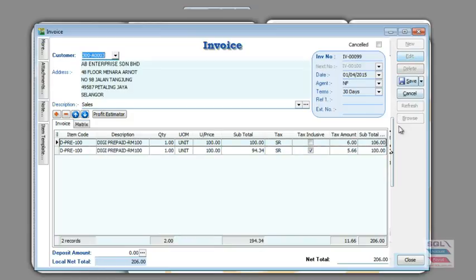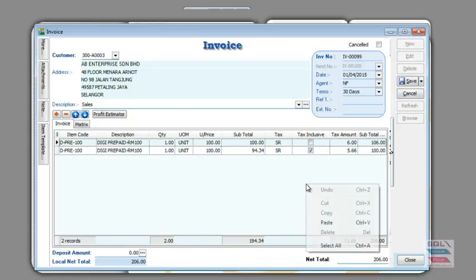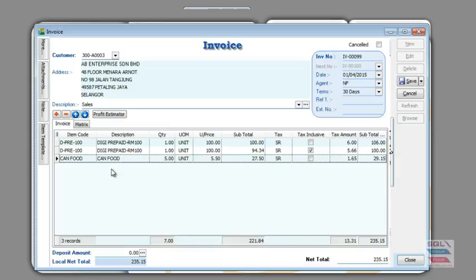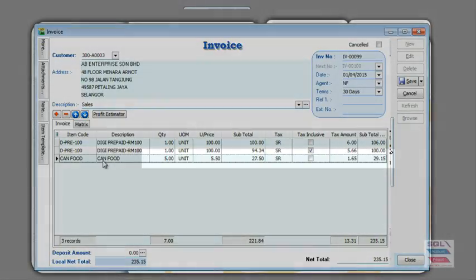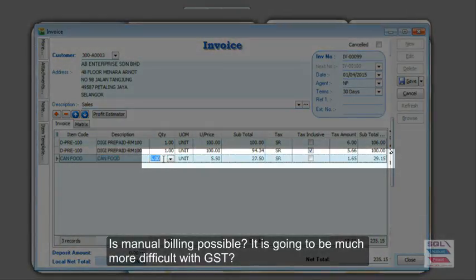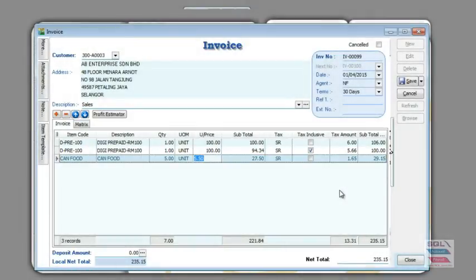I would like to highlight another issue, the cents. Now let's look at this third item. This is an item of 5 ringgit, 5 quantity for 5 ringgit and 50 cents. What is the tax amount? Clearly, it is not that simple. That is because in GST tax 6%, you will end up with a lot of rounding issues. There is a lot of sense behind it.